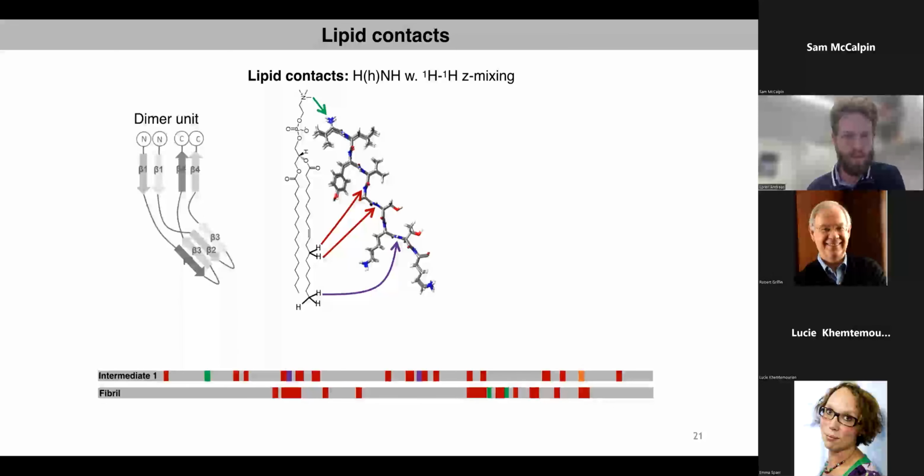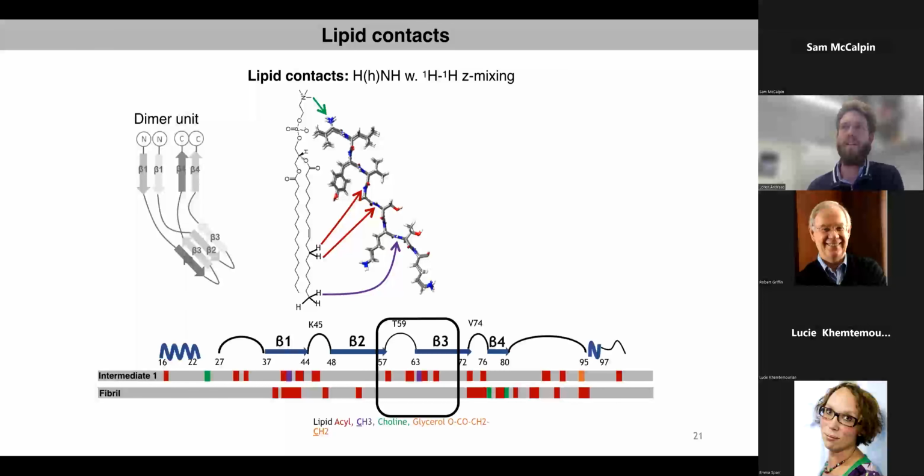So, okay, in the last few minutes, I'll show you some data we have on lipid contacts. This compares lipid contacts determined also by proton-proton mixing in NMR for intermediate 1 on top and fibril on the bottom. To highlight this section in the beta-2, beta-3 region, in the intermediate we see contacts to the lipids, whereas with the fibril we did not. This also suggests that in the intermediate, these sections are in contact with some sort of lipid species.